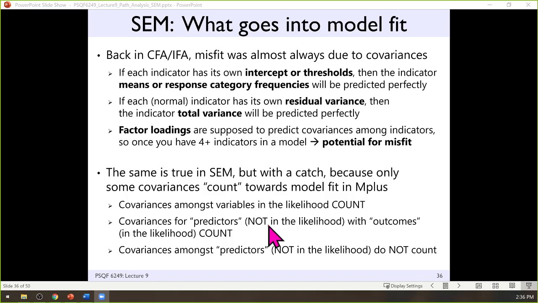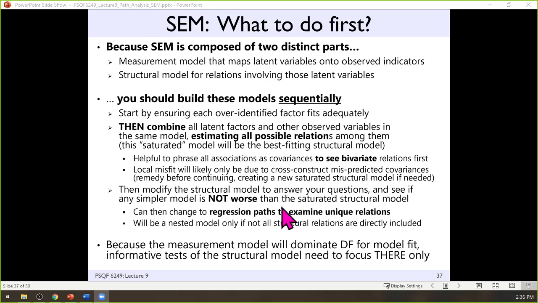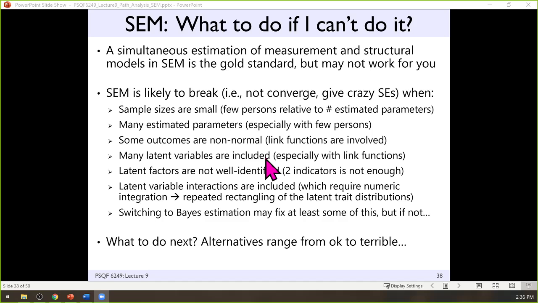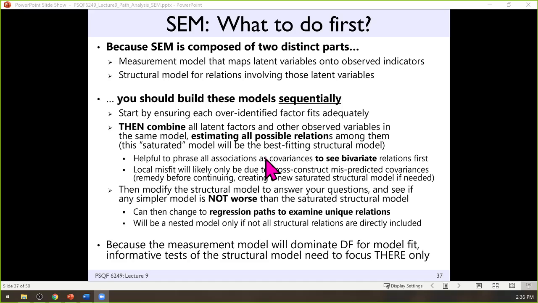It really depends on how the variable is being treated, whether or not you need to worry about all of its relationships or only some of them. If it's not in the likelihood, then you don't have to worry about its covariance with the other predictors, just with the things that are outcomes. All right, so sequential, we've talked about this a lot. And then that's the what to do if it doesn't work section, which we may not get to, but that's okay.